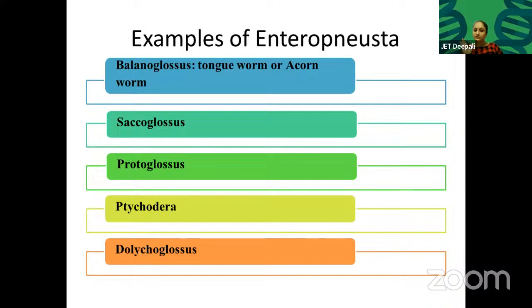Examples of Enteropneusta: Balanoglossus, which is the most common organism when studying Hemichordata, also called tongue worm or acorn worm. Others are Cephalodiscus, Protoglossus, Ptychodera, and Dolichoglossus. Let's have a look at the organisms of class Enteropneusta, starting with Balanoglossus.